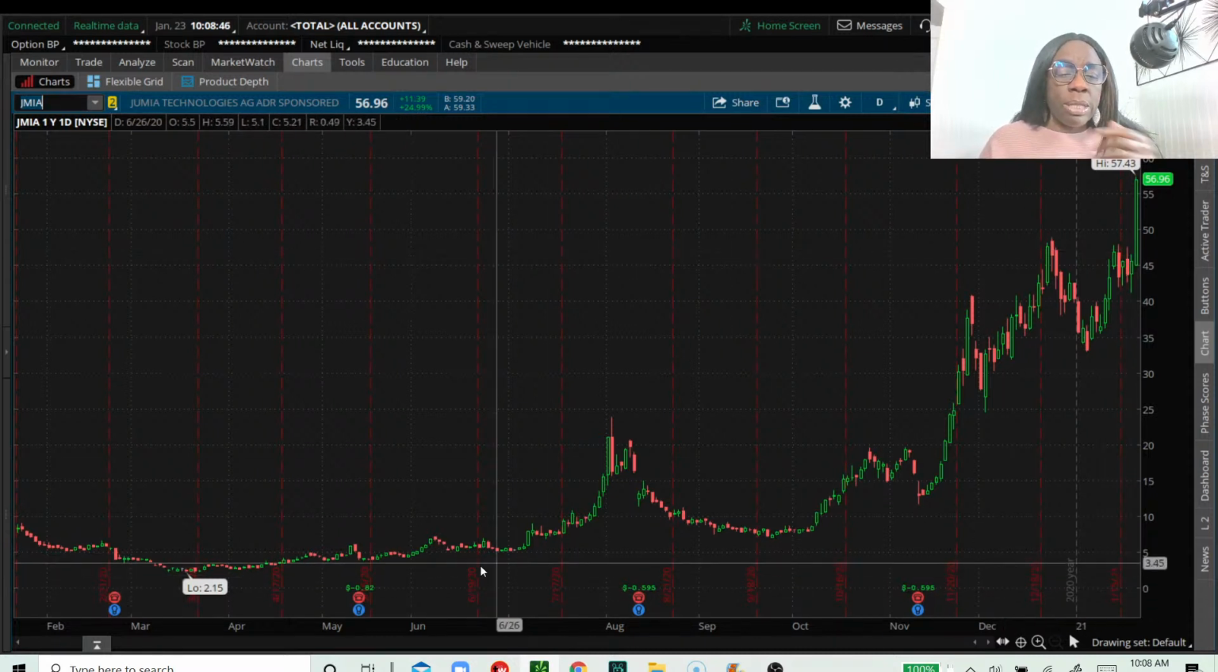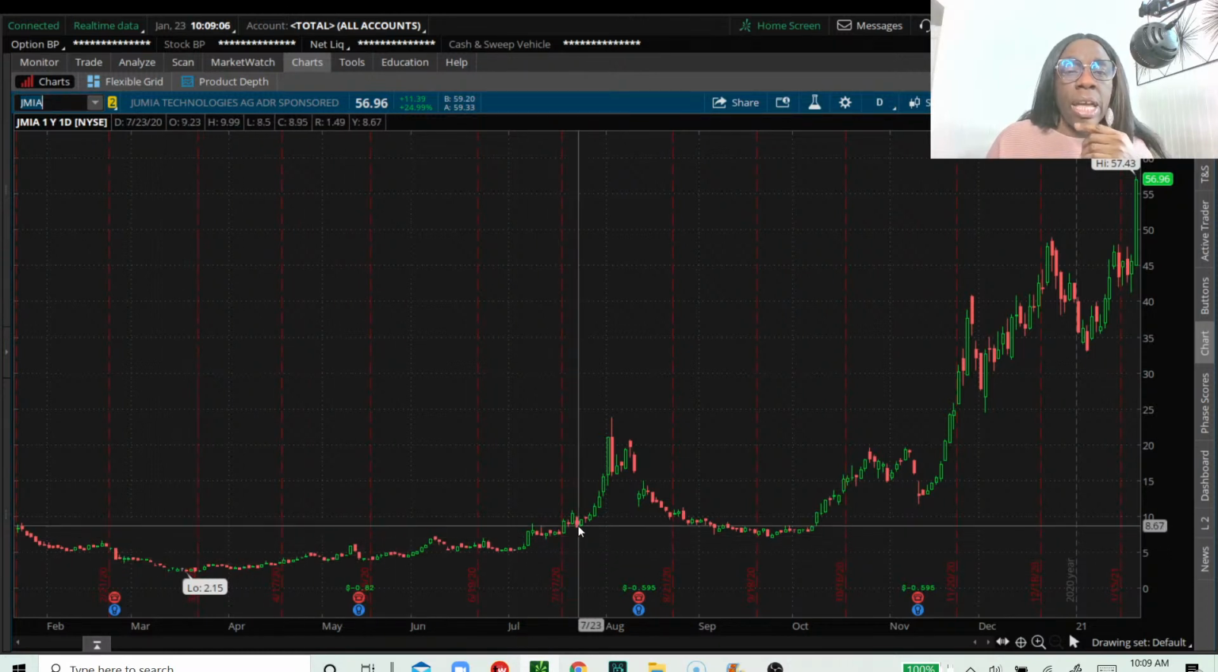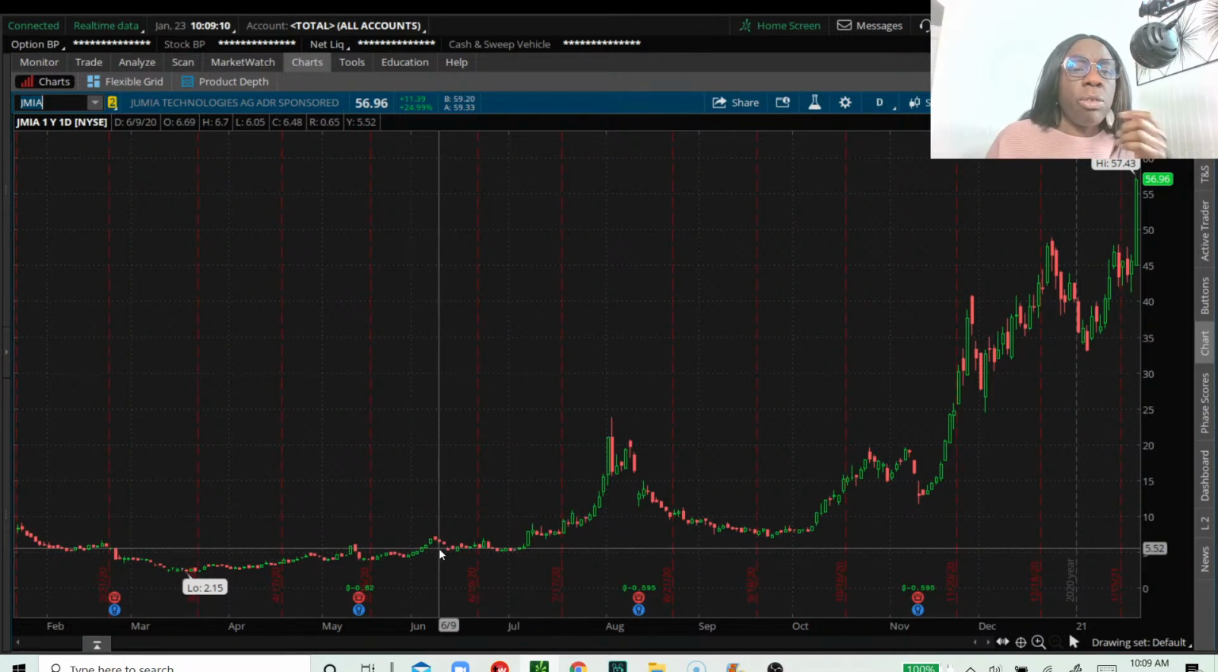But what I want to do is go right back here, if we go all the way back. This is January 2021. So this is almost a year's worth of daily candlesticks. And we can see that when this thing started, there's a major area of consolidation. So what I'm going to do is start drawing our levels.